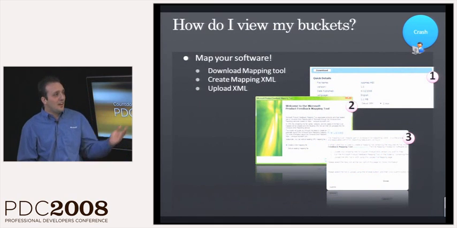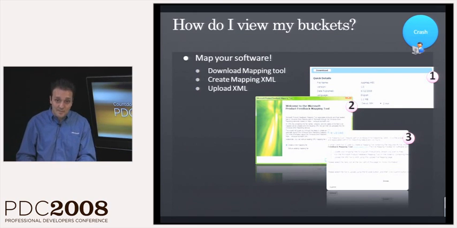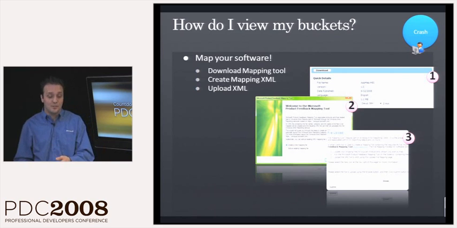So I've told you what a bucket is. I've told you how it's sent in. How do you get access to it? I'm getting ready to go into my first of 4 demos here, and I'm going to show you how you can map your software. It's very simple. You're going to download a tool from the Microsoft Download Center, create a mapping XML file, and then upload it to the WinQual site.